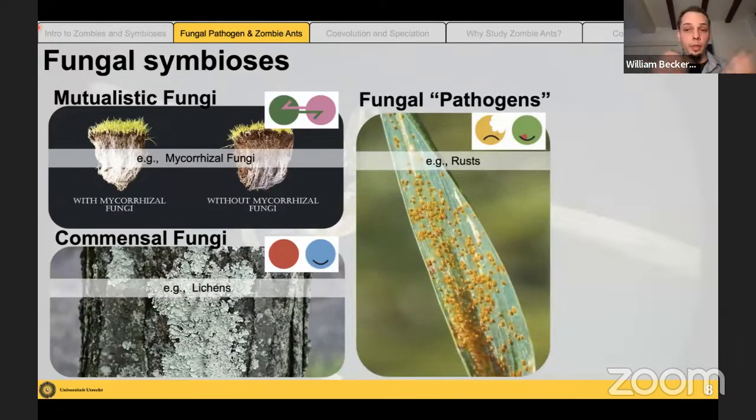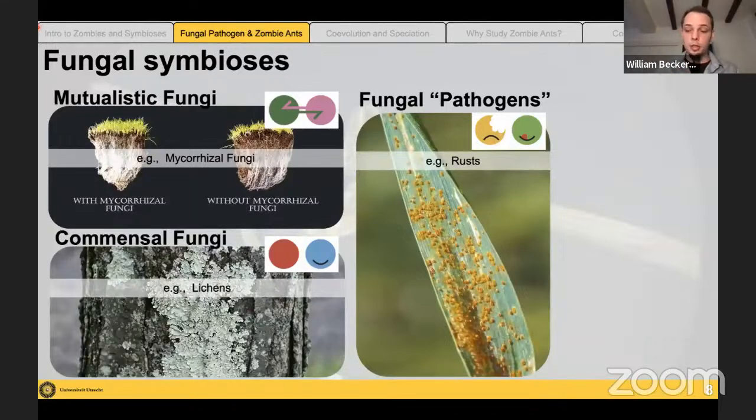And finally, they have tons and tons of pathogenic relationships, particularly with plants. This is an example of a rust that infects cereal crops, so things like grains, and it can cause billions of damage to agricultural profits every single year. So there's a lot of effort to understand how fungal pathogens interact with their hosts and figure out ways in which we can kind of help these sick plants and other things.